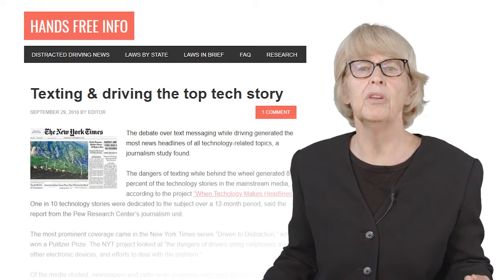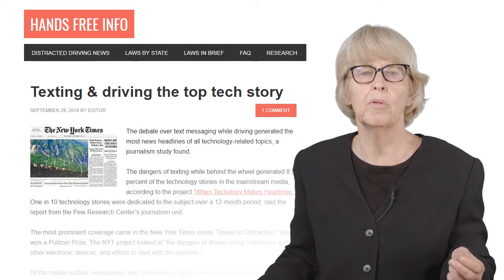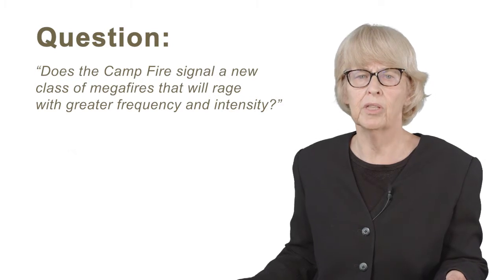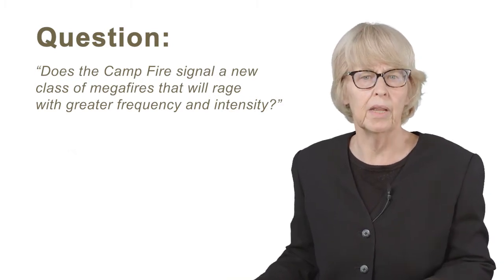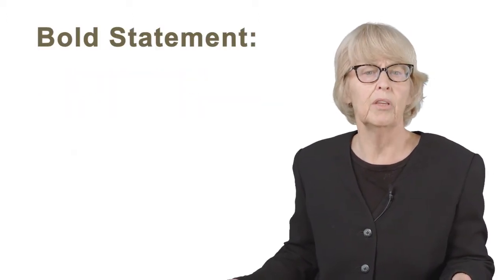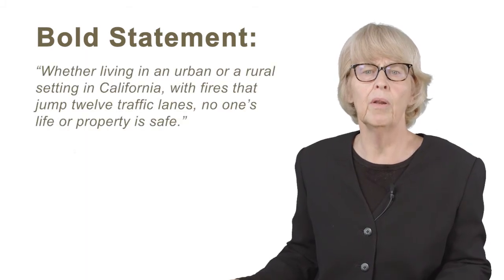To give you some examples of how you might write such a hook, take a snippet out of the news that leads to the point or question of what your paper is going to be about. For a quote, go to the event or case example that you're going to use in your paper and see if you can find a quote. For a question, think of something provocative. For example, does the Camp Fire signal a new class of megafires that will rage with greater frequency and intensity? And that's a question your paper will answer. Or for a bold statement on the same topic, you might say, whether living in an urban or rural setting in California with fires that jump 12 traffic lanes, no one's life or property is safe.